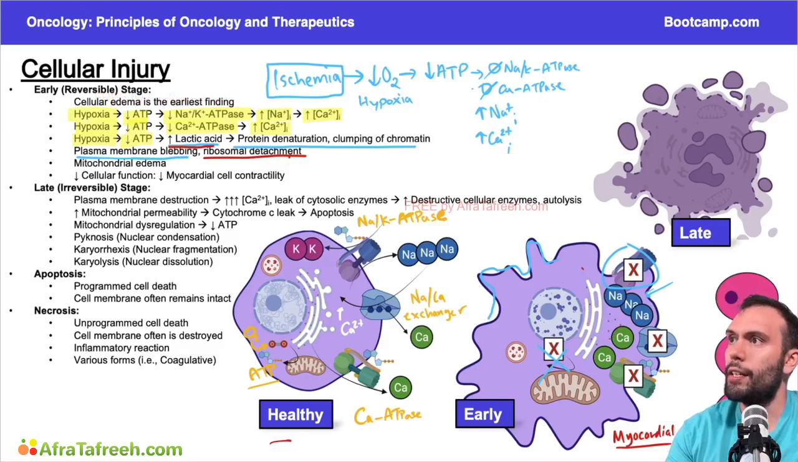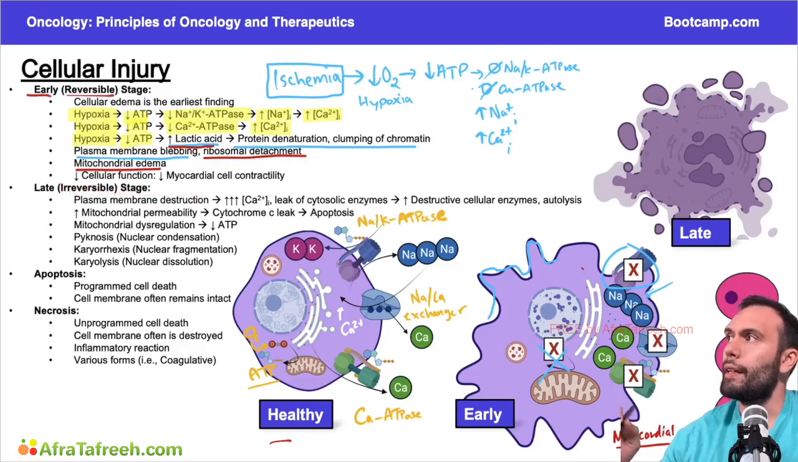And this is another very classic sign that you'll sometimes see mentioned for early stage injury. We can also see mitochondrial edema. Now, the point that I want to make here is that generally, and this is going to vary a little bit in terms of cell types, but as a general rule, early stage injuries tend to be reversible.